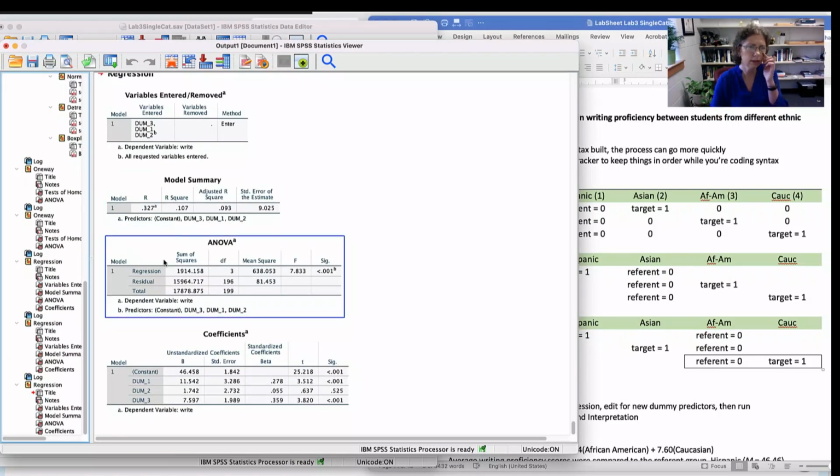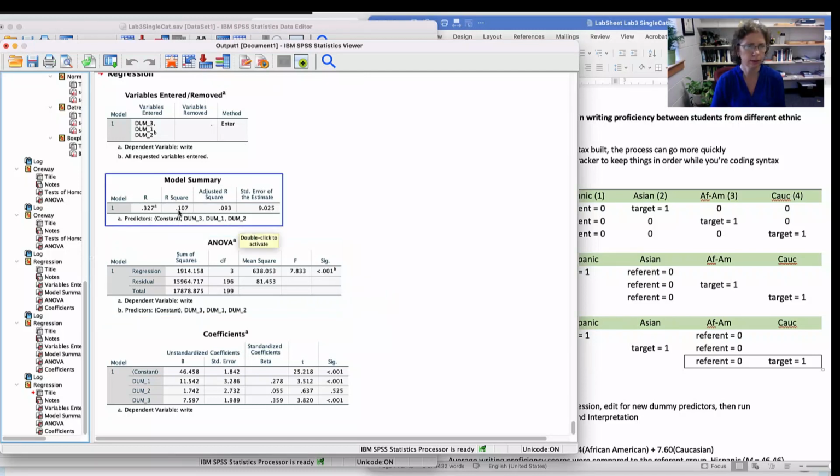And now look at our full model summary here. We have our F stat line, we have our degrees of freedom, we have our significance level. It says it's a significant model, and the R square is .107.